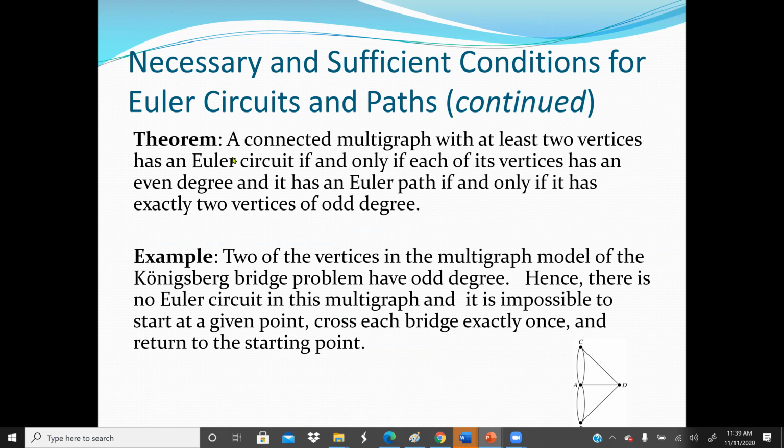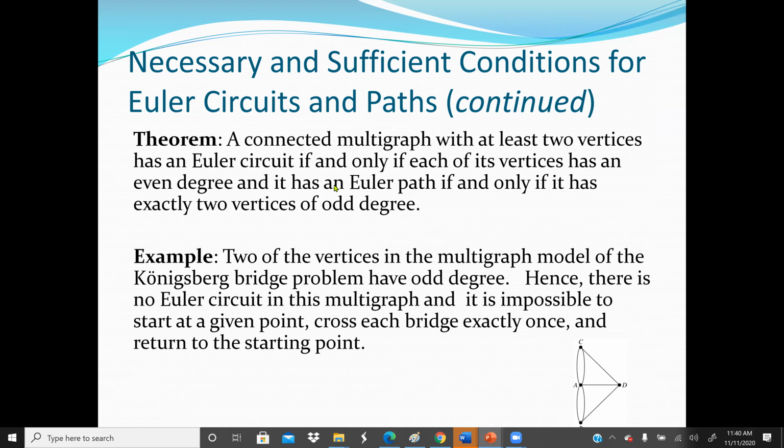So the theorem here is that a connected multigraph with at least two vertices has an Euler circuit if and only if each of its vertices has an even degree. So all the vertices must have an even degree, and it also has an Euler path if and only if it has exactly two vertices of odd degree. So that's the main foundation of Euler circuit and Euler path, as we saw in the first example.